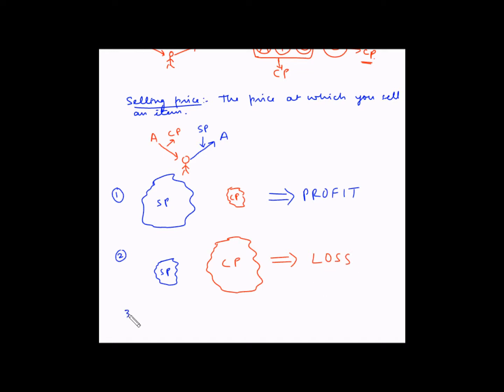And the third case is that your selling price is this size, while your cost price is this size. Or in other words, your cost price is the same as your selling price, or whatever you bought an item for, you sold the item for the same price. So in this case, you have no profit and no loss.